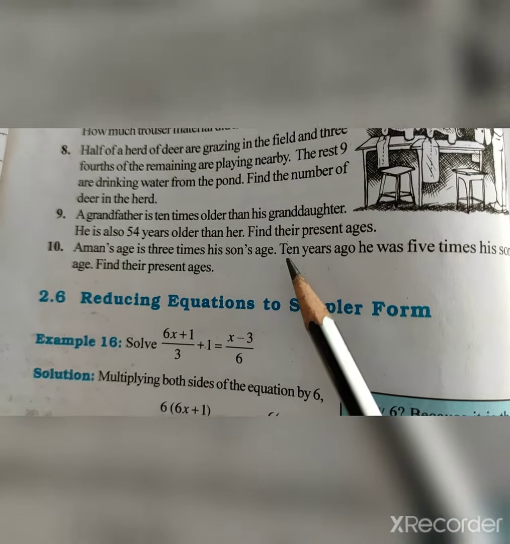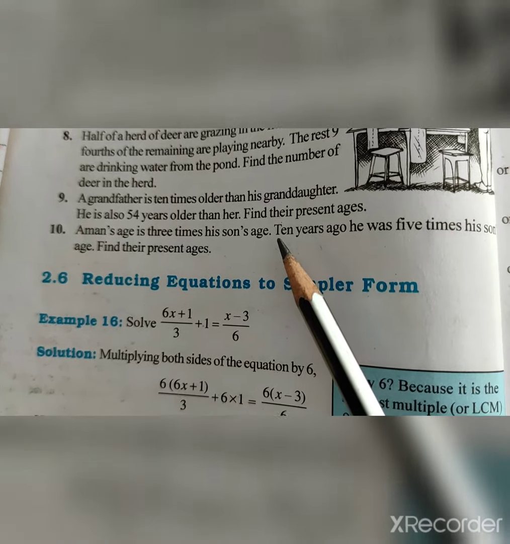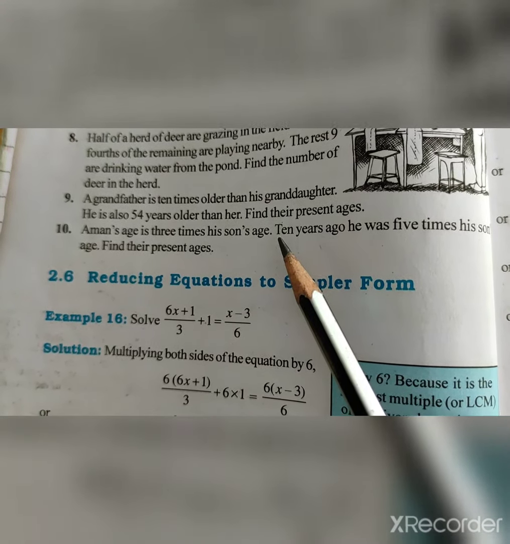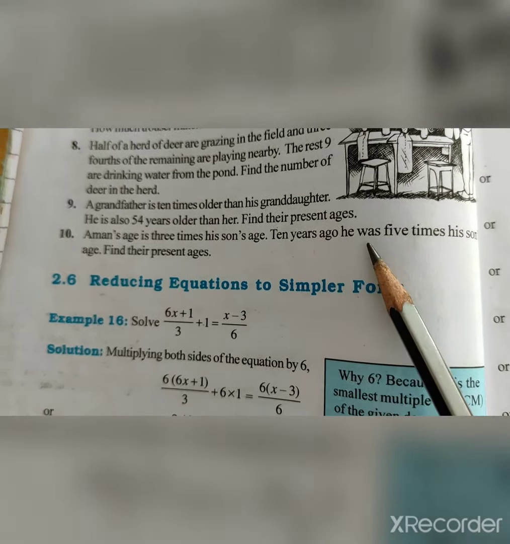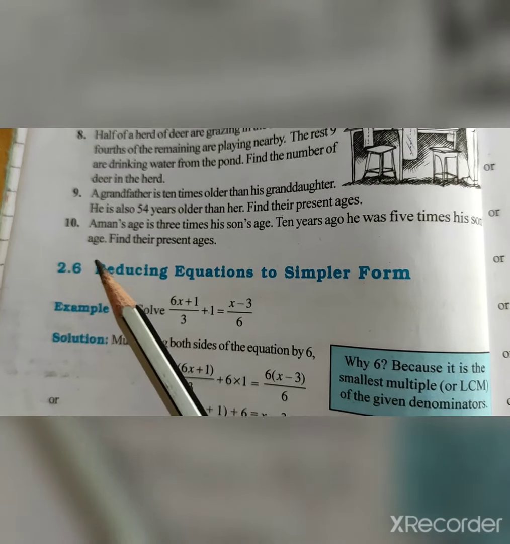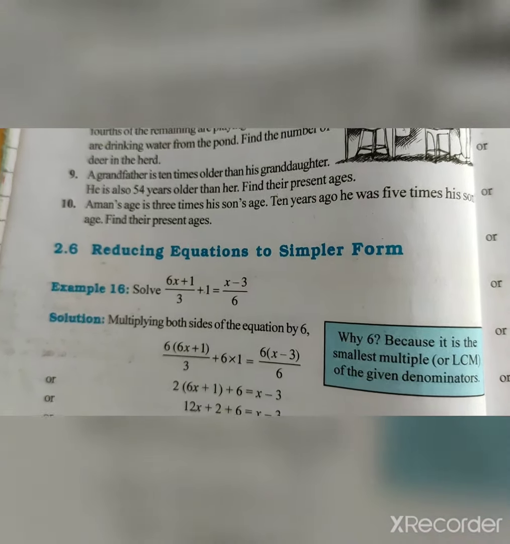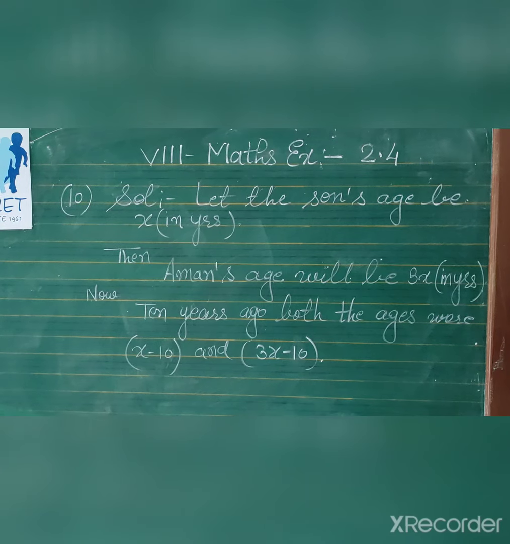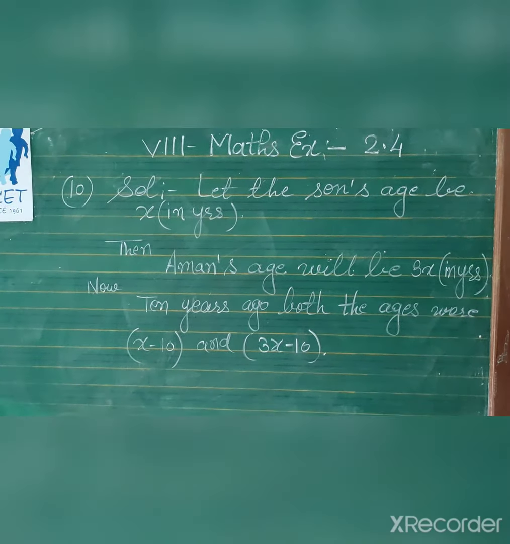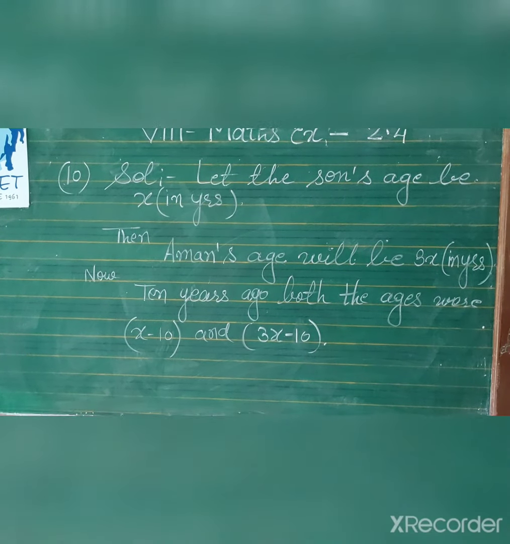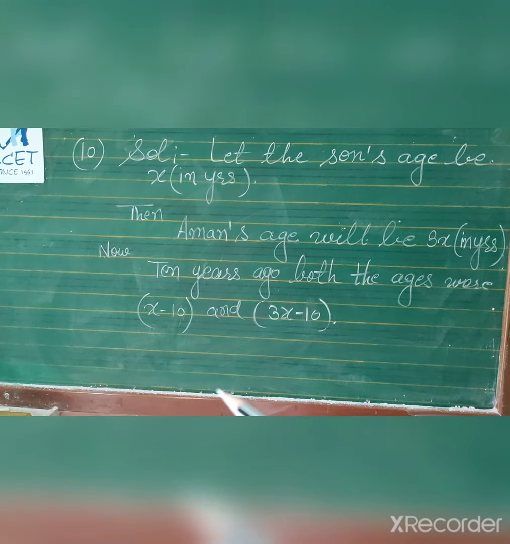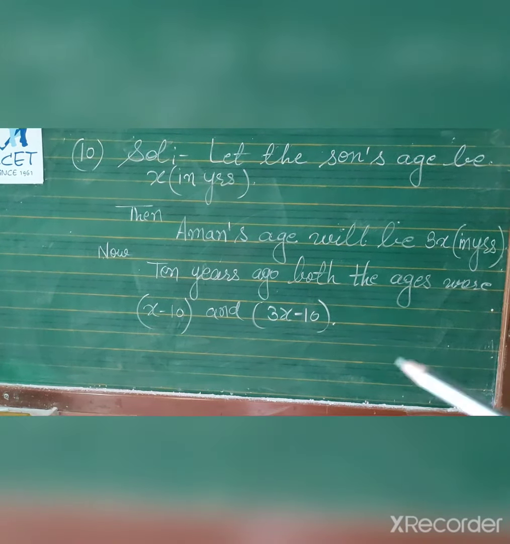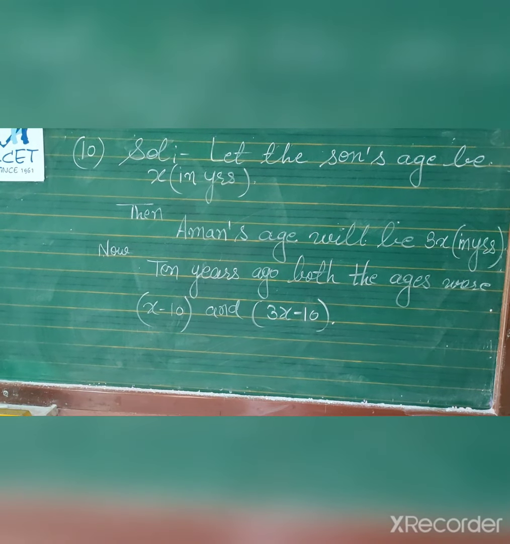Now 10th one. Aman's age is 3 times his son's age. Son's age, what we will assume, x. Then Aman's age will be 3x. 10 years ago he was 5 times his son's age. Find their present ages. So let us start the solution. So first we will assume let the son's age be x in years. Then Aman's age will be 3x in years. Now 10 years ago both the ages were x minus 10 and 3x minus 10. We will subtract 10 because we are talking about 10 years before.